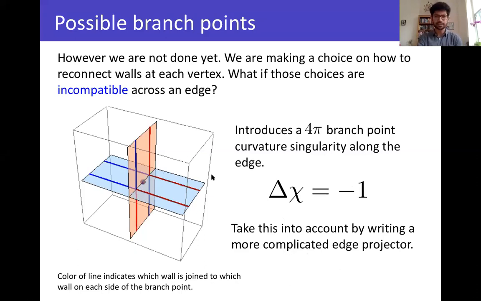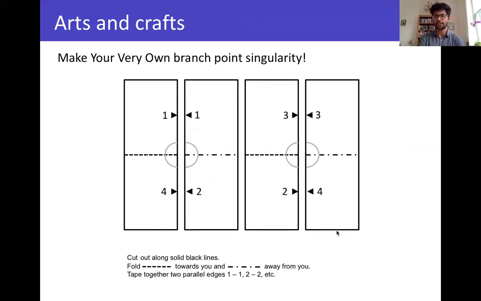Now, the words that I've just said are probably extremely confusing. And the way in which we figured this out in practice was we actually made a lot of paper models of these configurations. And because I want everyone to share in the fun, here is a fun lockdown activity. Here is a paper cutout that you can use to make your own branch point singularity. So I'll give you a second to take a screenshot. Okay, so what you do is you can cut this out, okay, and then follow these instructions here, all right?